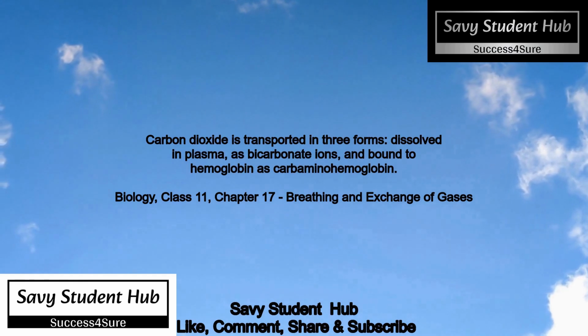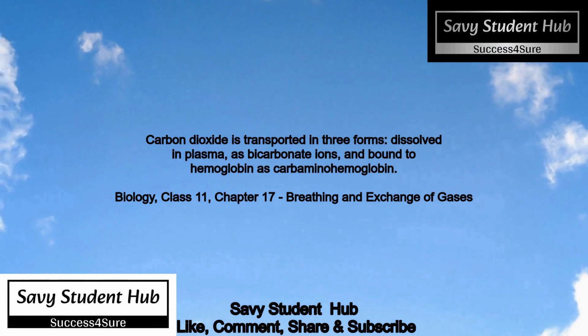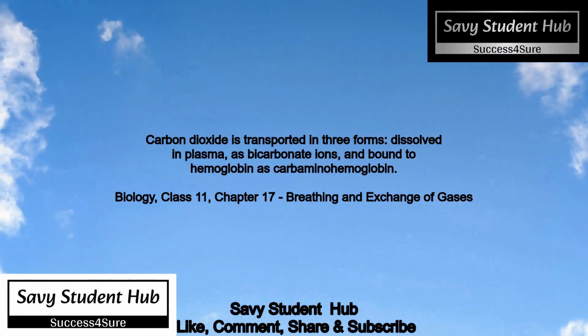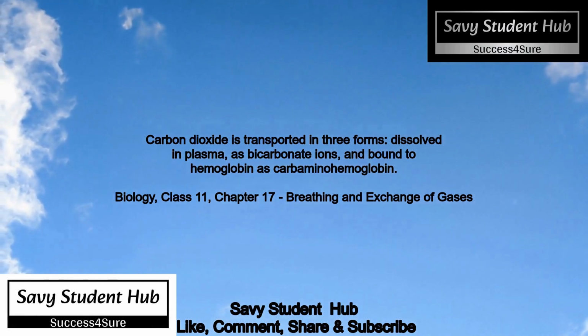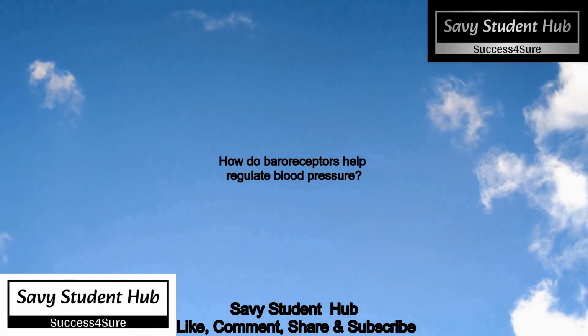Carbon dioxide is transported in three forms: dissolved in plasma, as bicarbonate ions, and bound to hemoglobin as carbaminohemoglobin. How do baroreceptors help regulate blood pressure?